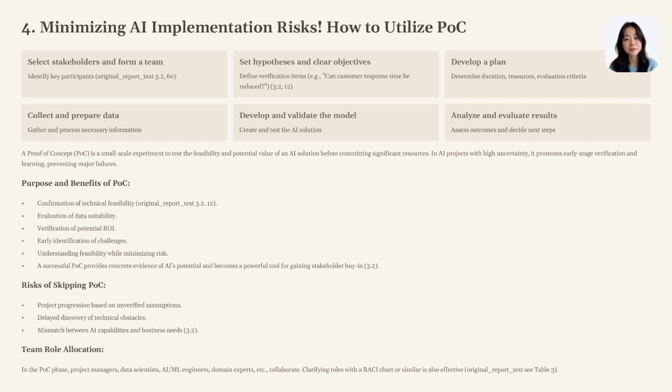Now, the fourth key is to minimize the risk of introducing AI: how to use POC. By making good use of POC, or proof of concept, you can try small things and grow them big. A POC is a small-scale experiment to test whether an AI solution is technically feasible and whether it can create the expected value before full-scale development or large investments. The purpose of this includes not only confirming technical feasibility, but also evaluating the suitability of the data, verifying the potential ROI, that is, the return on investment, and identifying issues at the early stage of the project.